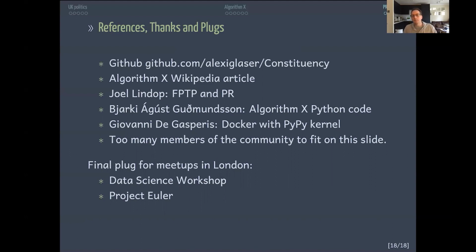There's also a guy who wrote a PyPy kernel in a Docker container, which was used to speed things up. Lots of people from the community who have listened to me give this talk have helped me out as well. In particular, I want to say thanks to Adrian Dale, who gave me the idea for Exact Cover.